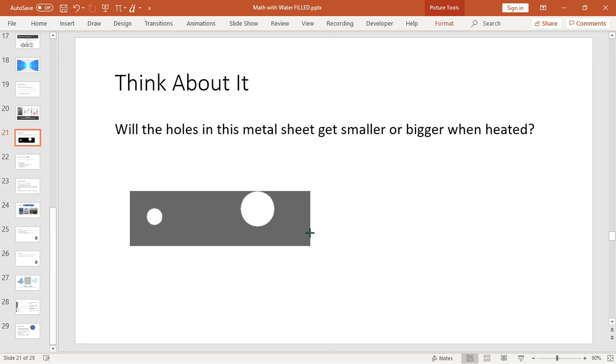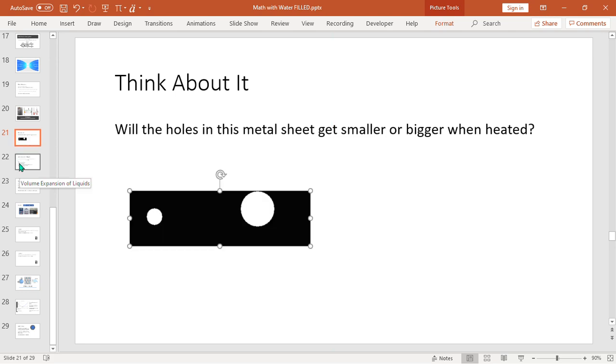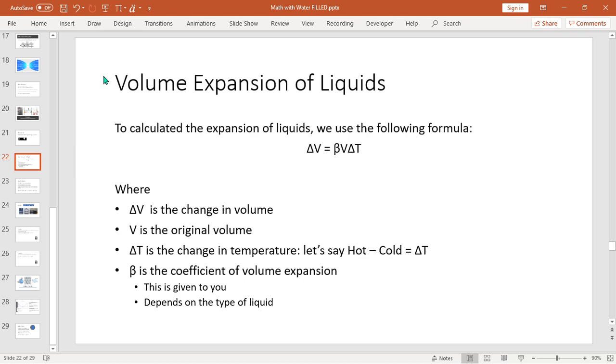Okay. So you can do expansion of solids in linear, area and volume, but the one we're concerned about is volume expansion of liquids, and we're just going to look at water. Okay, so here's the formula. So we see triangle V. Triangle is delta. It just means change. So the triangle and the V are one variable, change in V, delta V.